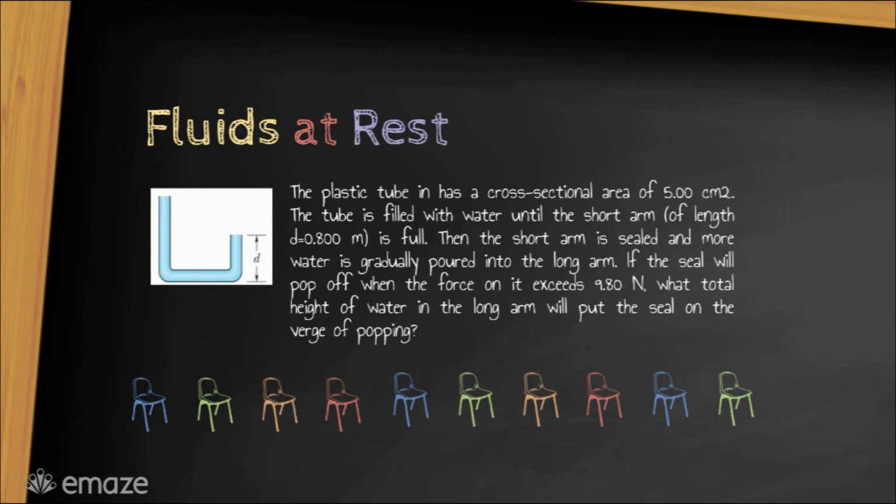Next problem. The plastic tube has a cross-sectional area of 5 cm squared. The tube is filled with water until the short arm of length 0.8 meters is full. Then the short arm is sealed and more water is gradually poured into the long arm. If the seal will pop off when the force on it exceeds 9.8 Newton, what total height of the water in the long arm will put the seal on the verge of popping?